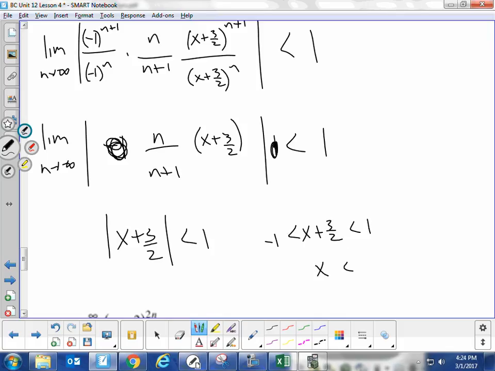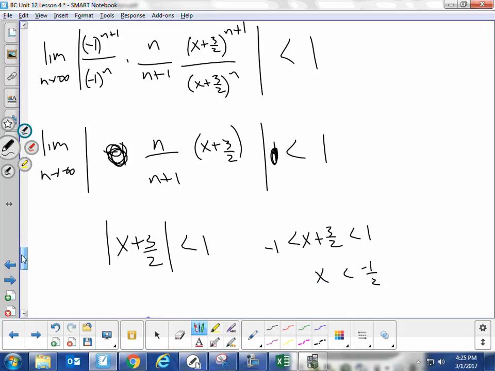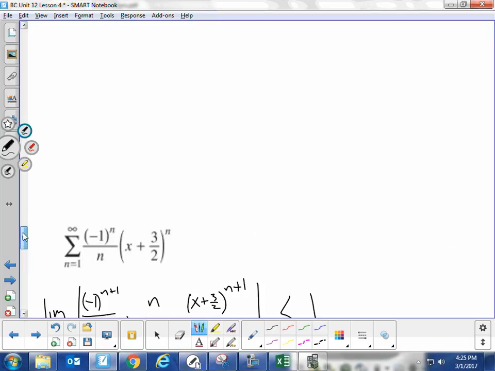Add 3 halves, x has to be between 5 halves and, sorry, I have to subtract 3 halves. So -1/2 and -2 halves minus 5 halves, -5/2. Okay? It turns out this would be my radius of convergence. This is my interval of absolute convergence. The question is, will we absolutely converge, or is there some location where we can conditionally converge? We will check our endpoints for this one.